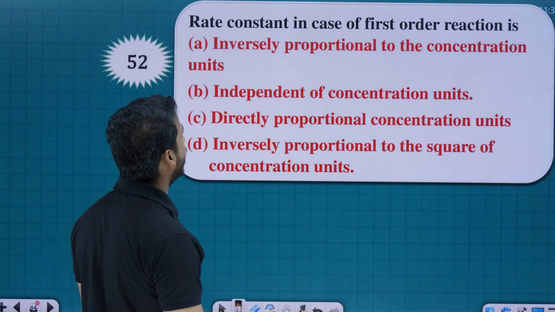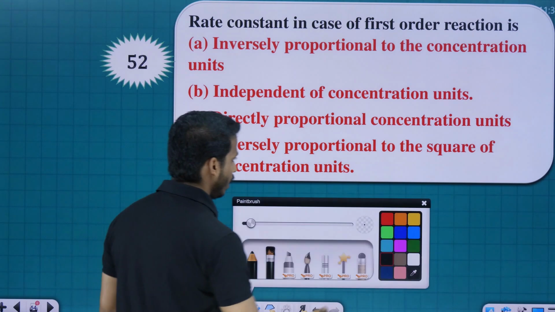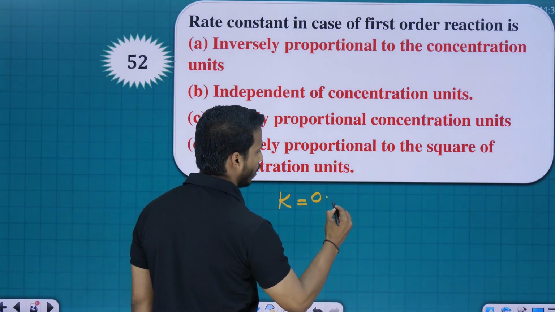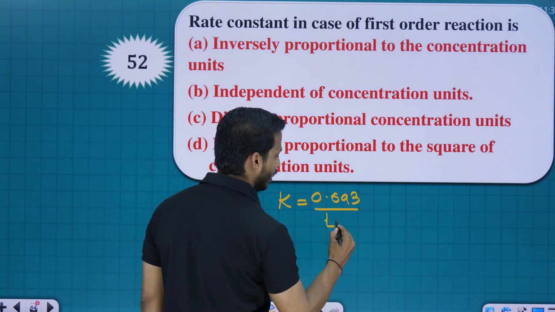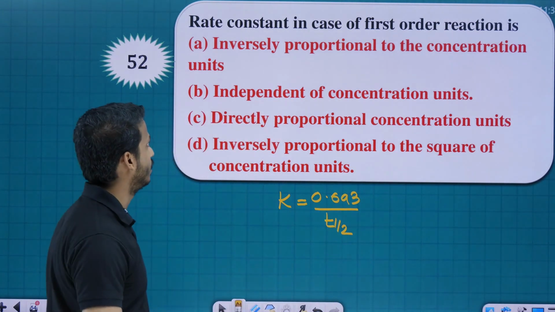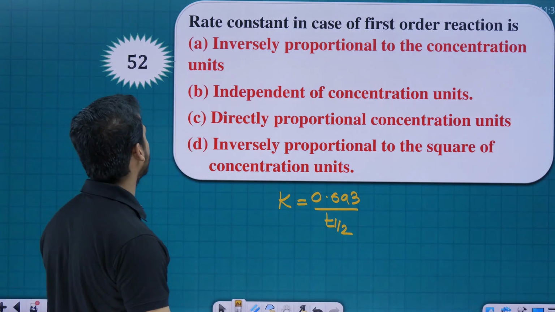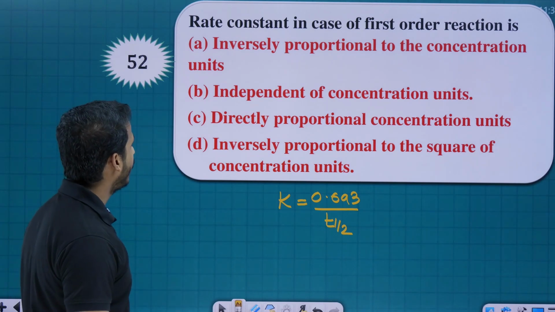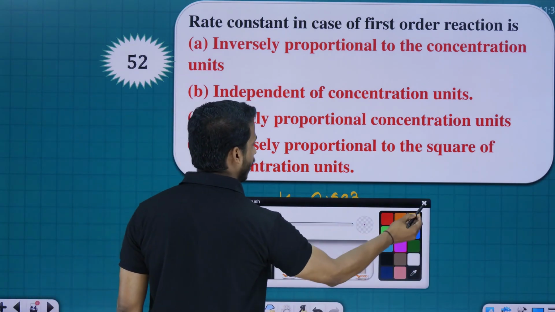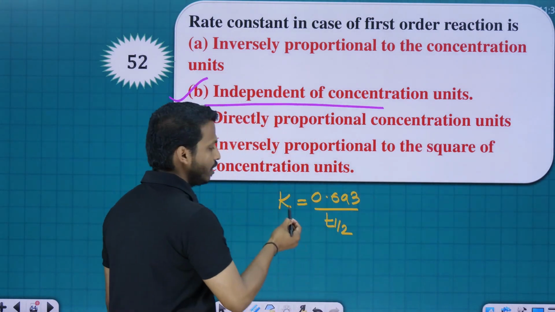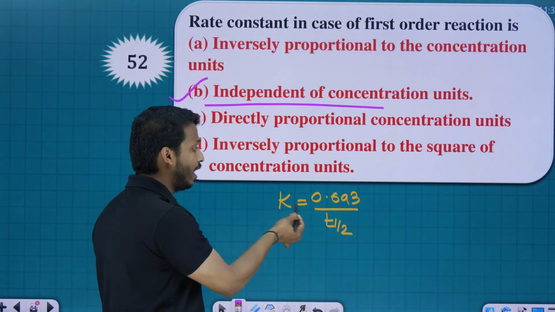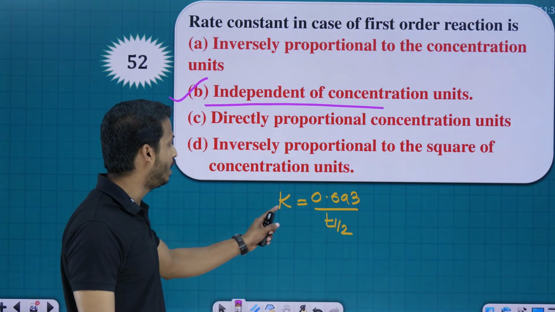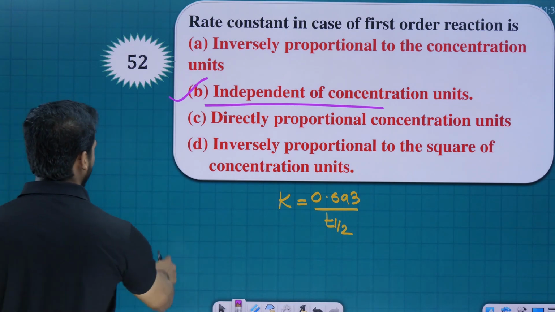52, rate constant in case of first order reaction is, what is the expression for rate constant for first order? K is equal to 0.693 divided by T half, related to half-life like this. Rate constant in case of first order reaction is inversely proportional to the concentration, or independent of concentration? See, independent of concentration terms. In this expression of rate constant K, is there any concentration term? No. So for first order reaction it is independent of the concentration units.